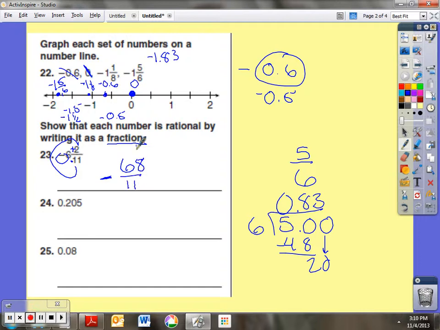That's it. Okay, this says 205 tenths, hundredths, thousandths. So it's 205 over 1,000. I can get away with this because it doesn't ask me to simplify. This last one is 8 tenths, hundredths. So it's 8 hundredths. All right.